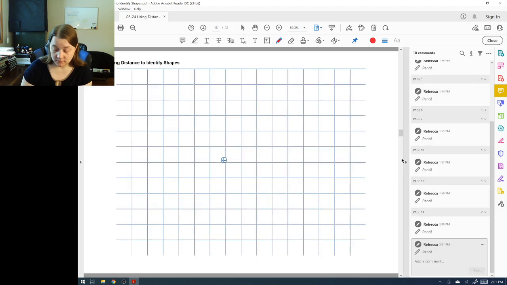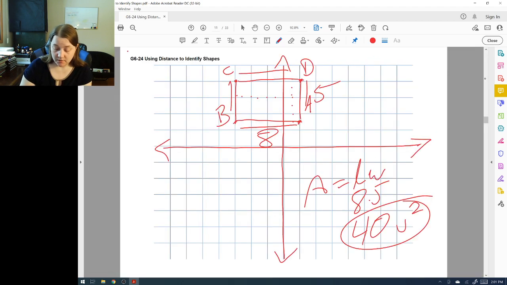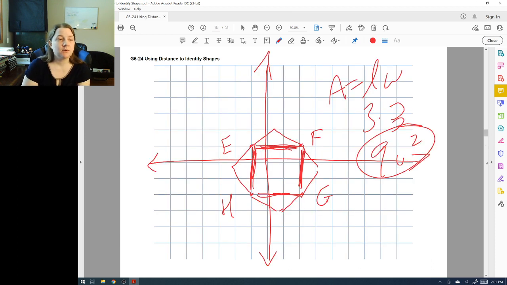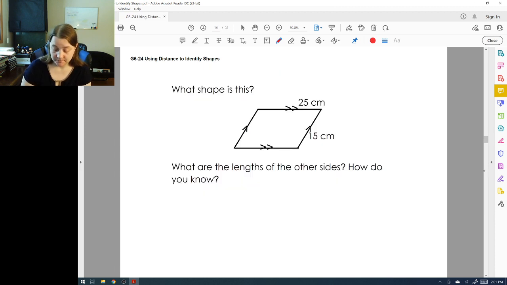Here's my original shape. And up here, we had a rectangle because 8 and 5 are not the same. But down here with the square, each side measures 3, which makes it a square.